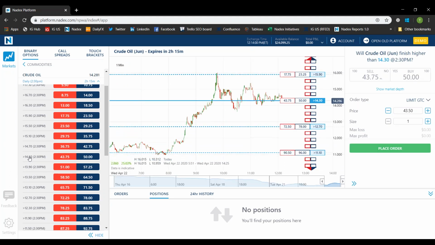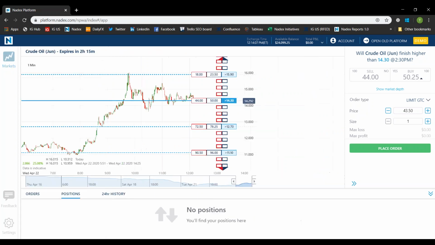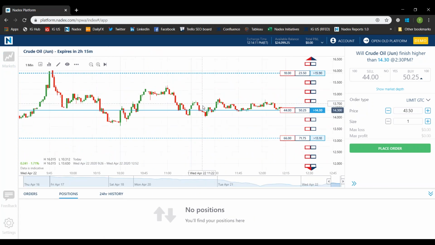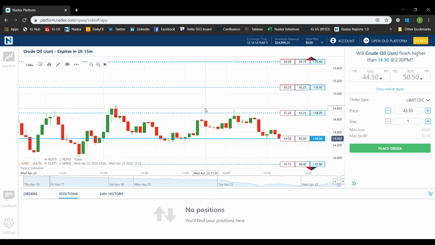When I click it, I bring up a chart and an order ticket. I am now going to hide these to give us a little bit more space so we can take a look. What do these binary contracts mean? And I'm actually going to zoom in on the chart a little bit.